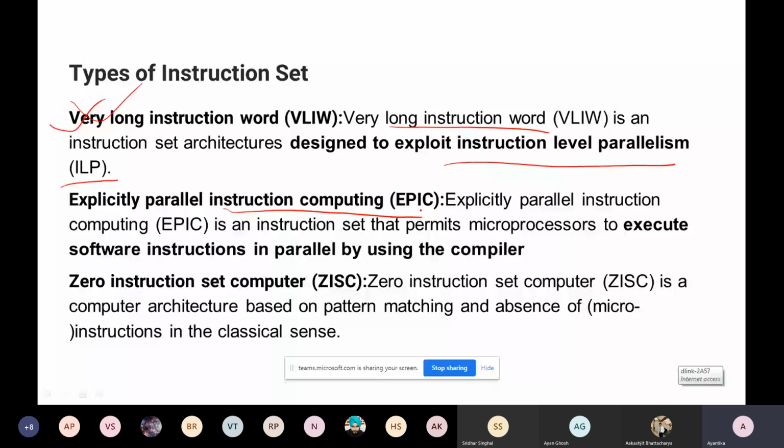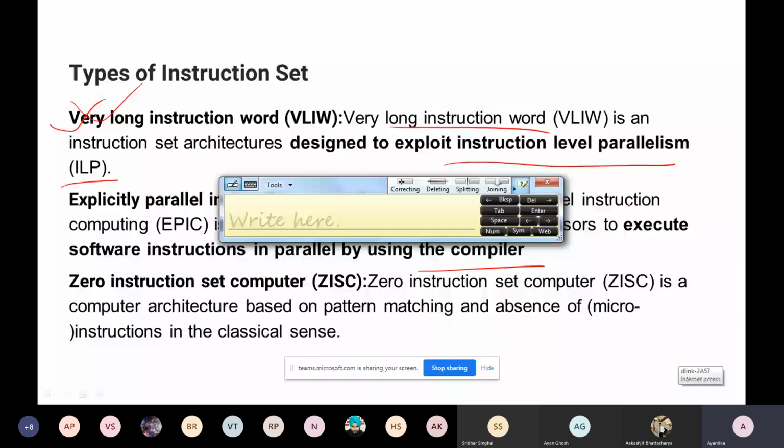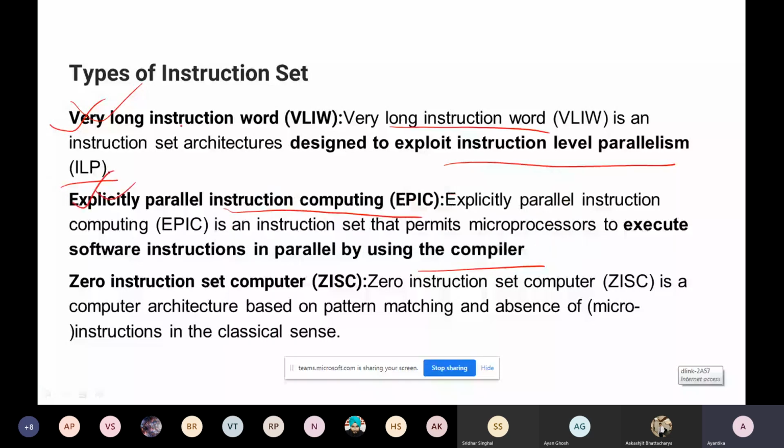You are doing this based on some software instructions supported by some special compilers. Okay. So when we discuss this instruction level parallelism, we will again come back to these two, and we will take one example and discuss.